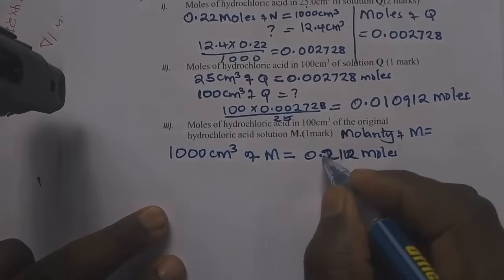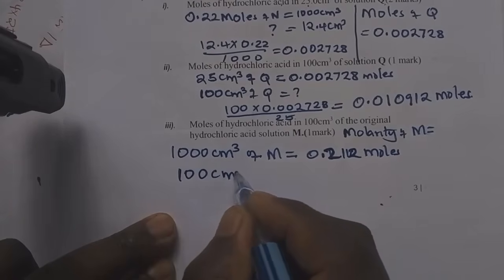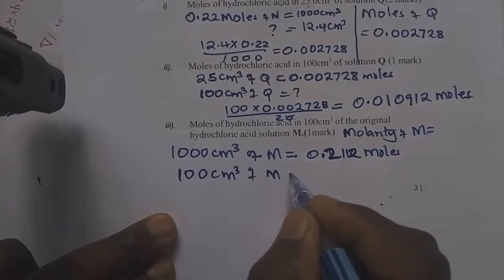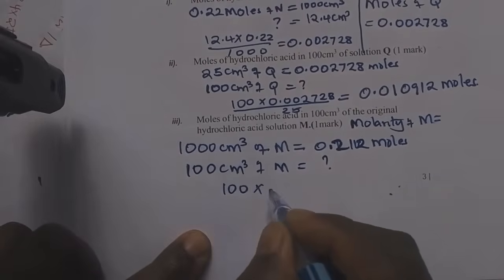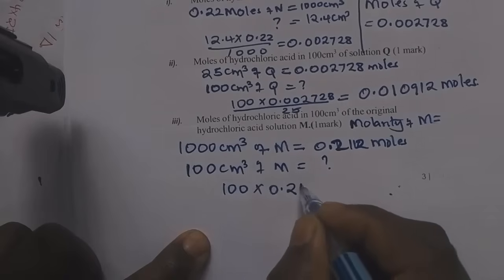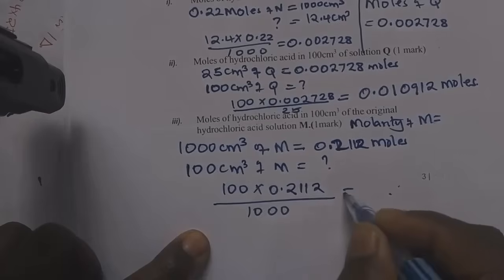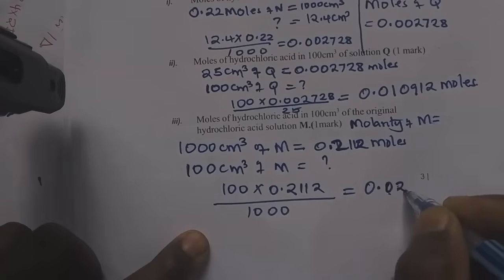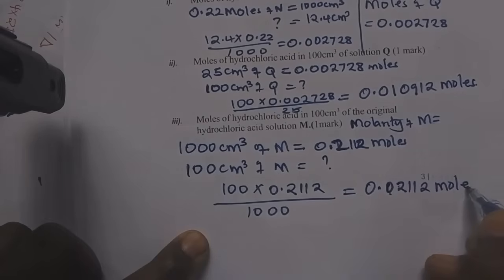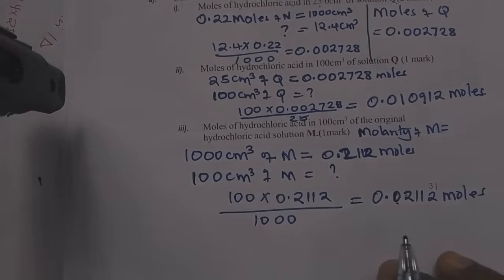As we have seen previously, we will ask, 100 centimeters cube of M original will contain how much? This is 100 times 0.2112 divided by 1000, and this is 0.02112 moles. This is the number of moles in 100 of the original.